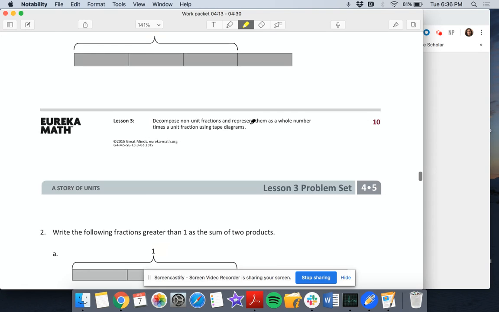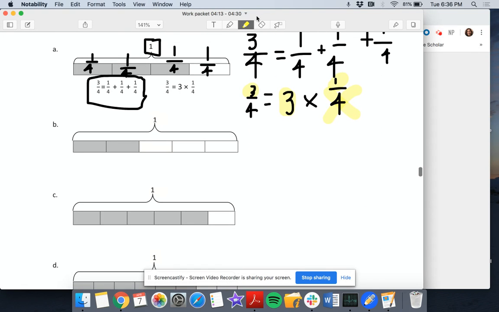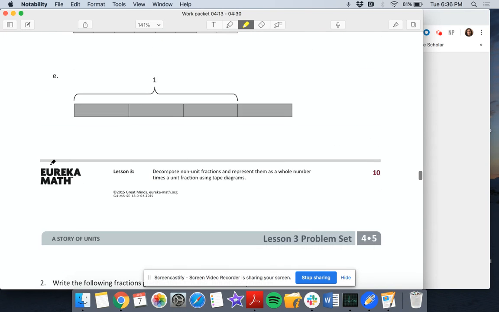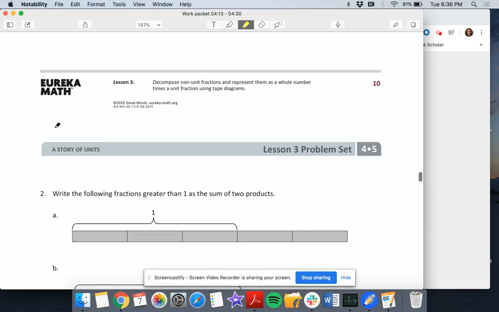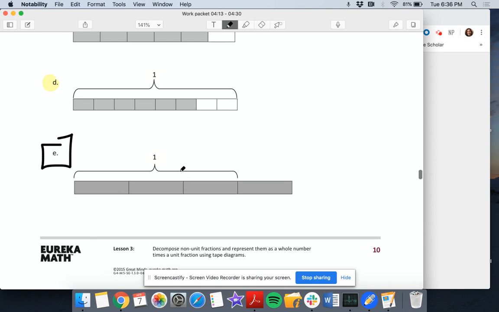Okay, let's do another sample problem. I think you guys are going to do B, C, D on your own. I will walk you through E right now. So we are doing E together right now. First things first, let's look at this problem.